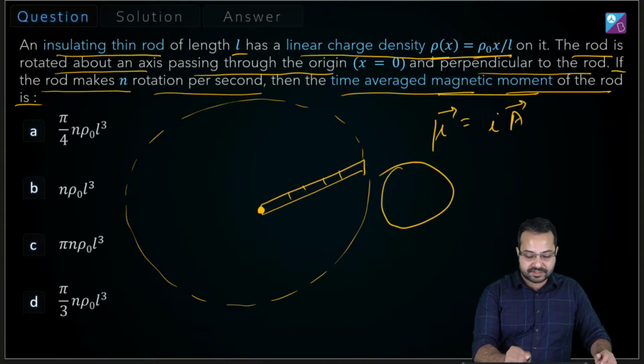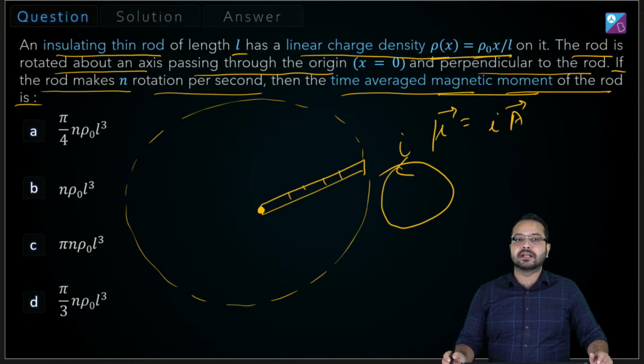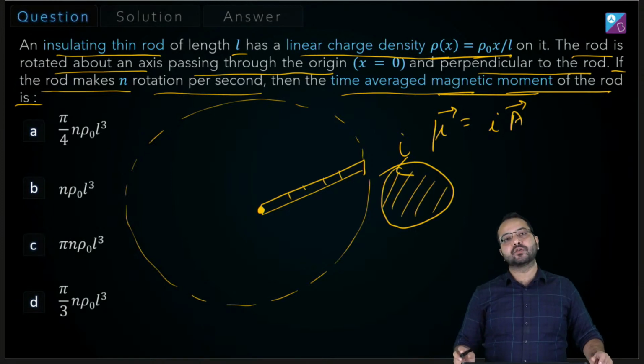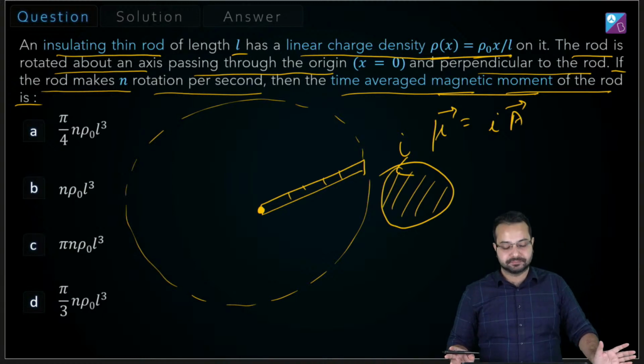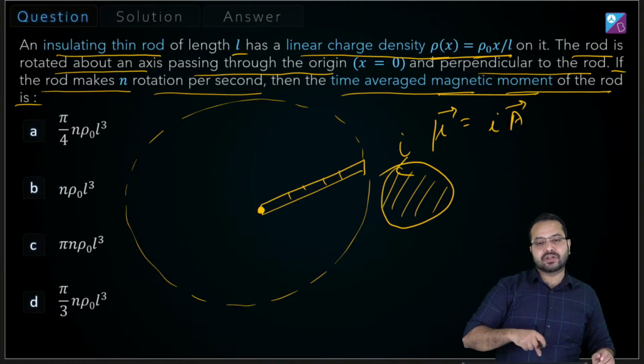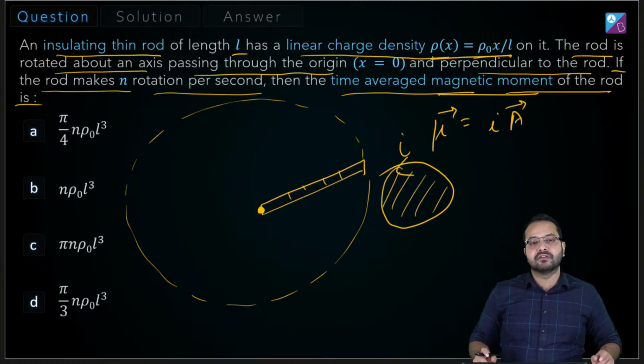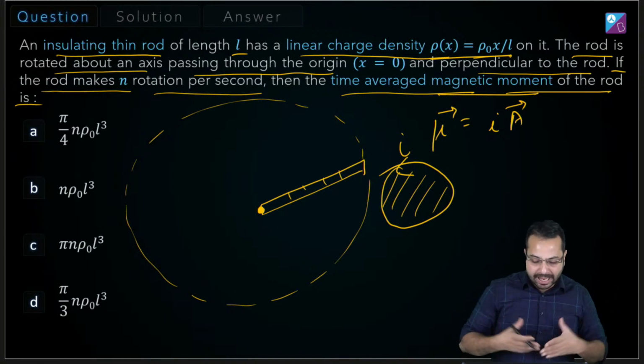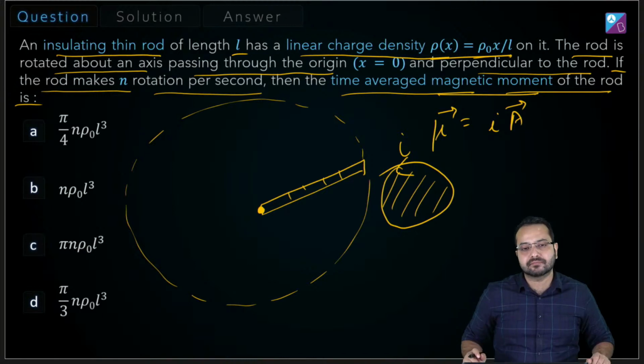So if this is a closed loop and there is current I, then current multiplied by this area gives me the magnitude of magnetic moment. Correct? Now, in this question, we have a rod. We don't have a closed loop. We don't have a wire in which current is flowing. What we have is a charged rod.